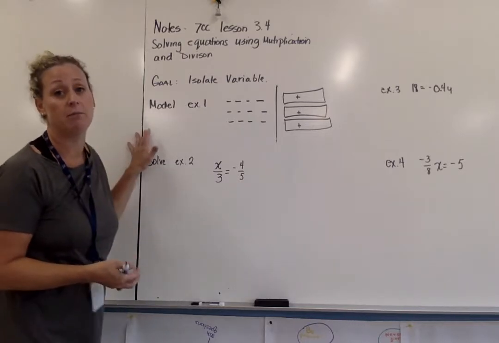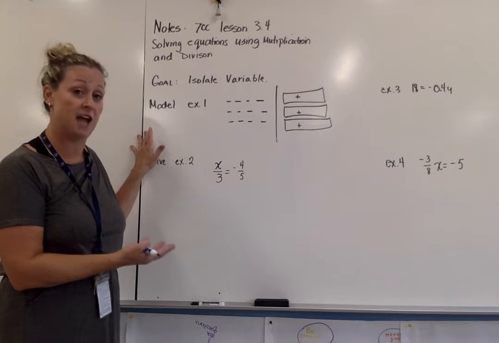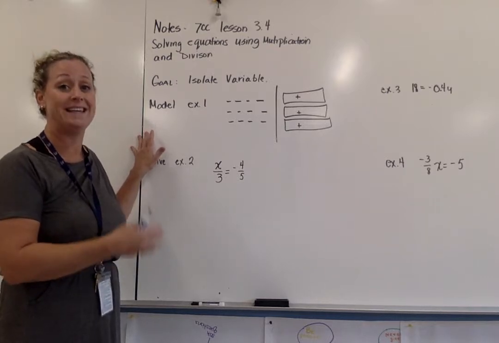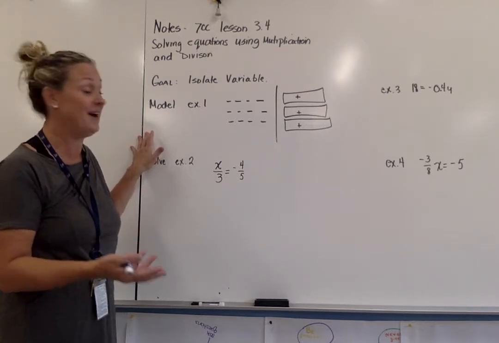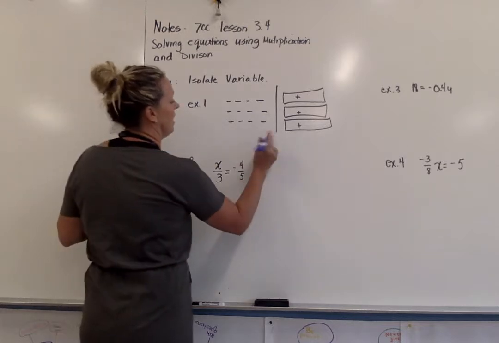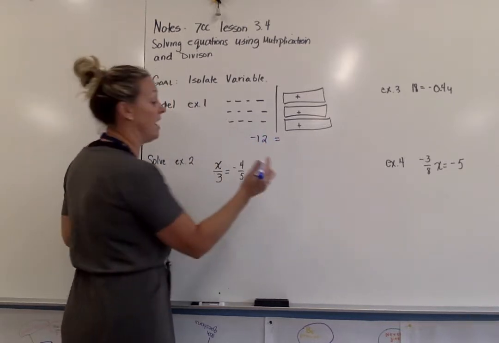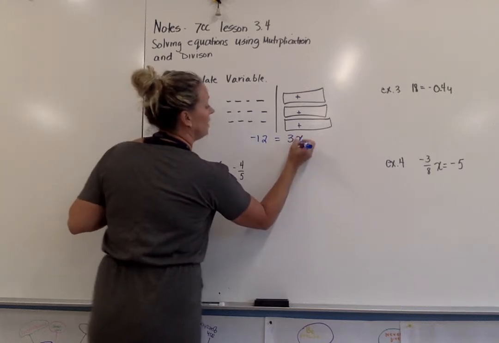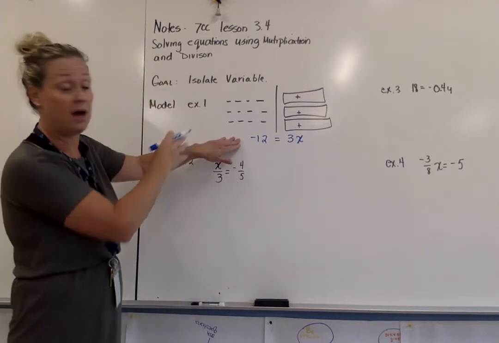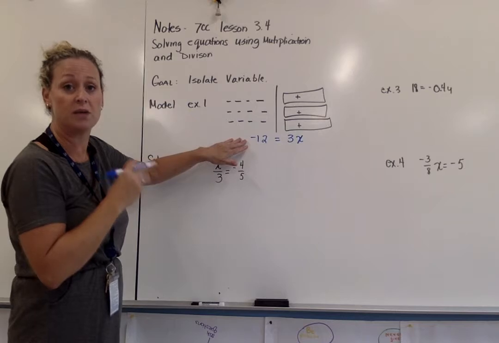In the first example, we're going to look at algebra tiles to figure out what equation we're trying to model. On this side, I have 12 negatives. On the other side of the equal sign, I have 3 x's. So the equation that's being modeled is negative 12 equals 3x.